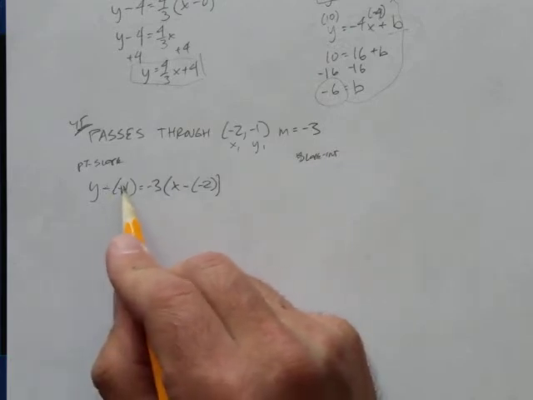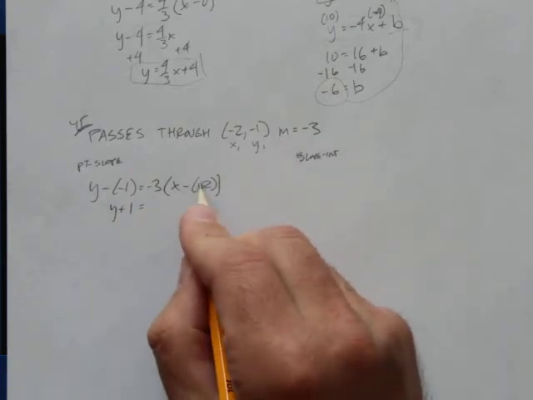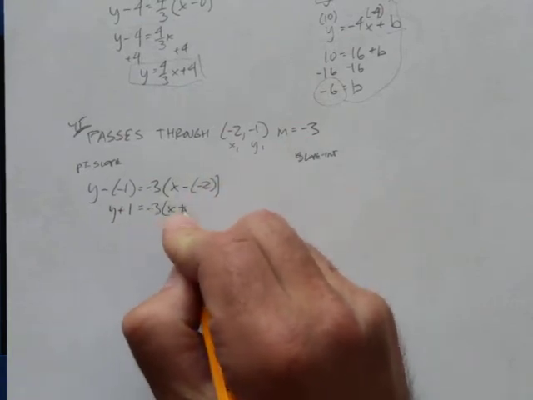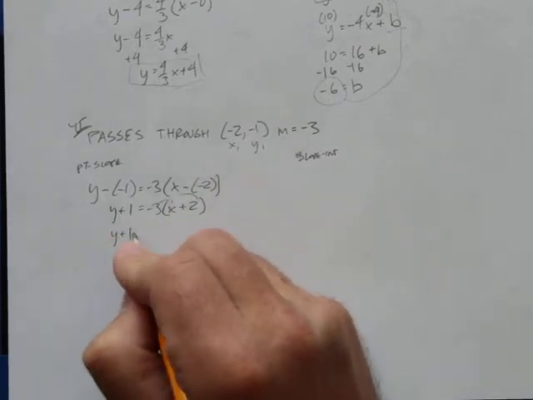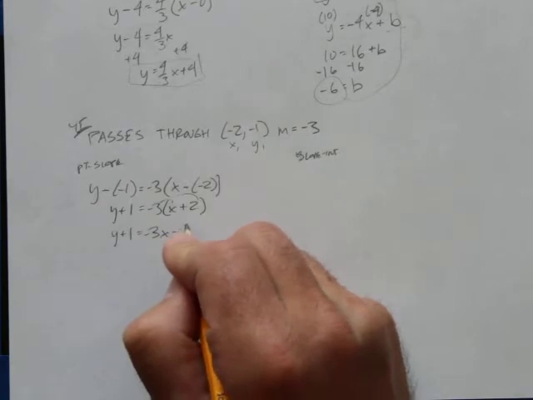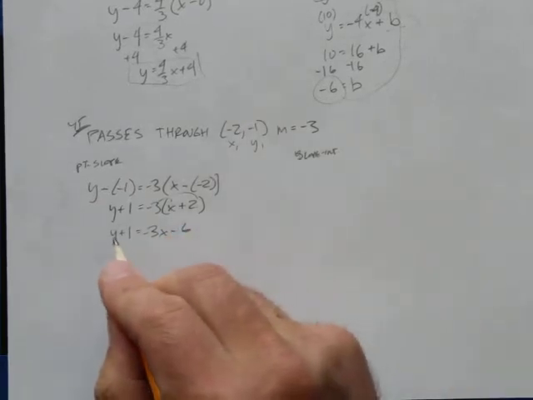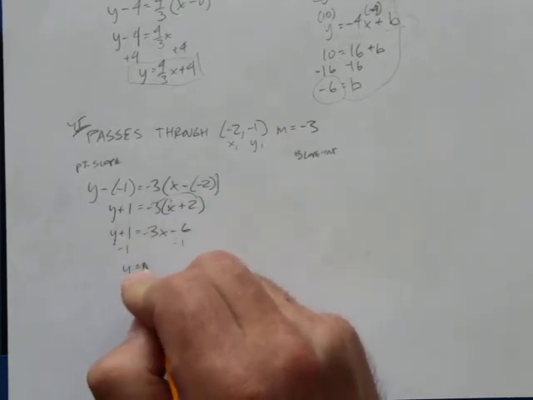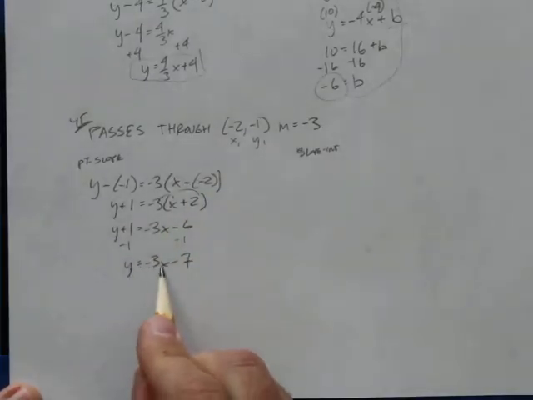So y minus a -1 is y plus 1 equals, this x minus a -2 is going to end up being x plus 2 as well. So -3 times x plus 2. Now I'm going to distribute my negative 3. Y plus 1 equals negative 3x minus 6. Now I need to get y by itself, so I'm going to subtract 1 from both sides. Y equals negative 3x minus 7. There I have y equals mx plus b.